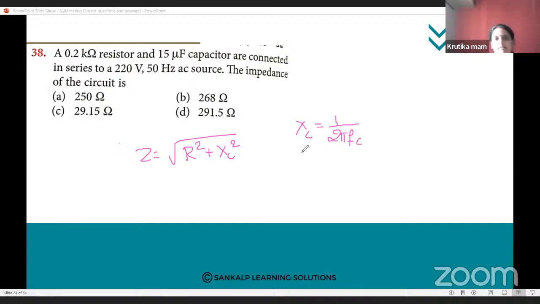So the frequency is given as 50 hertz, the capacitance value is 15 into 10 raised to minus 6 farad, and the resistance value is given as 0.2 kilo, that is 0.2 into 10 raised to 3 ohm.